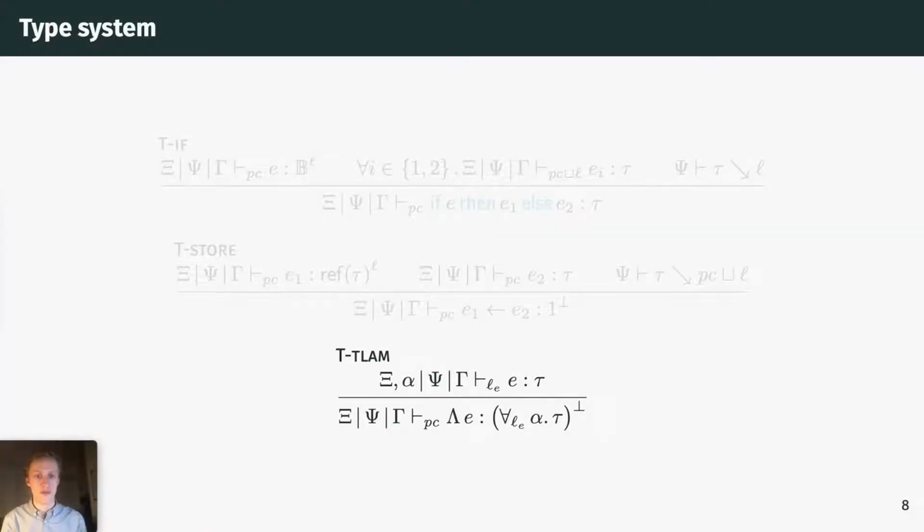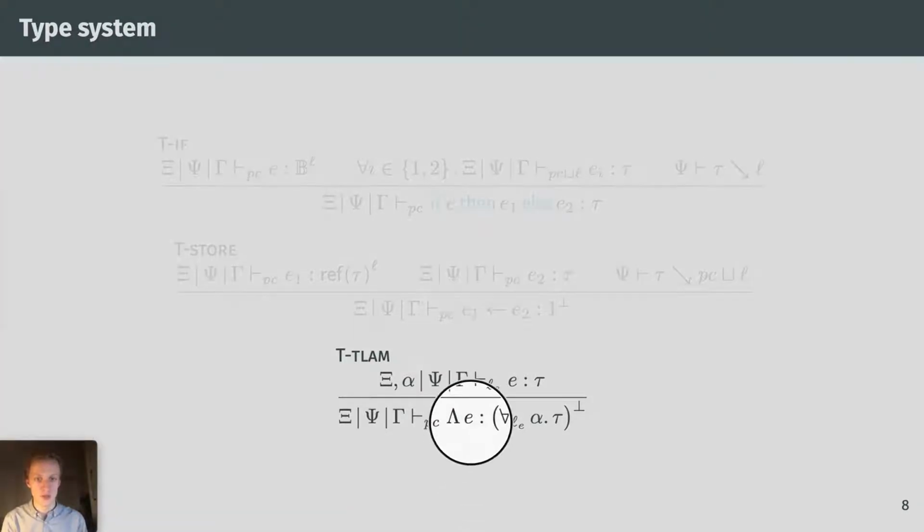The final rule I have is for typing type polymorphic terms. In this case, the body of the lambda is typed in a context where the type level context is extended with alpha, and the PC label is going to be the one from the type annotation.